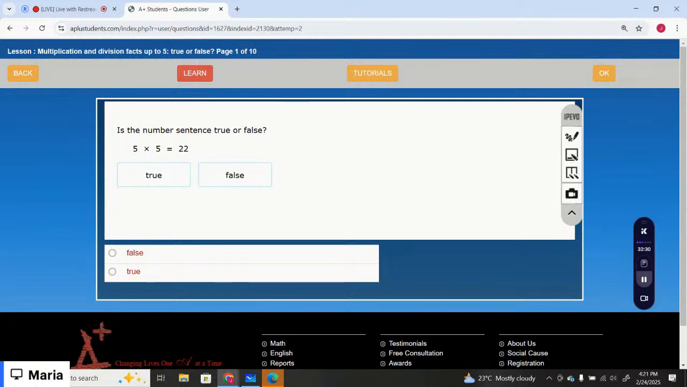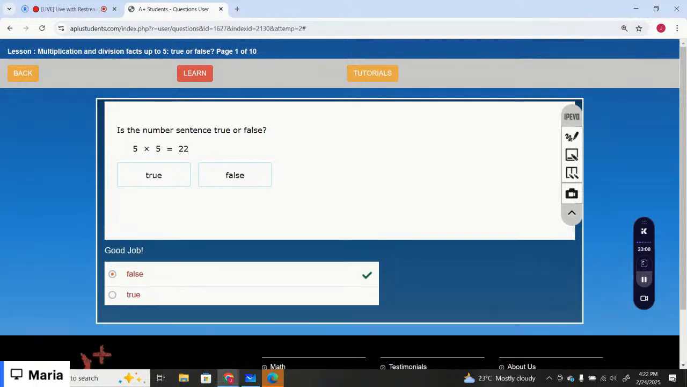5 times 5 equals 22, which is the correct option? 5 times 5 is not 22, so false it is. 5 times 5 is 25. Option number 1 is the correct option, that is false.